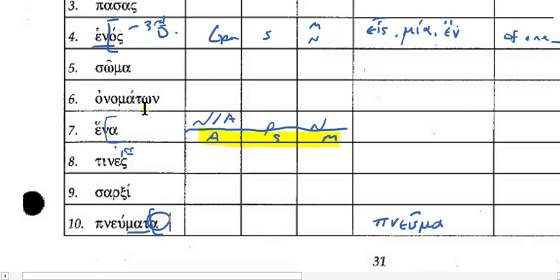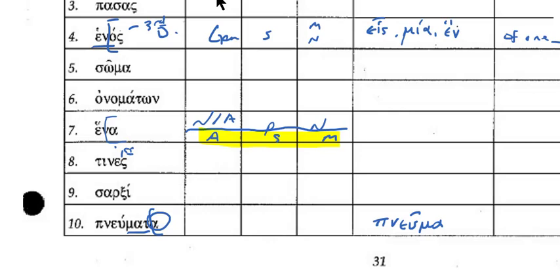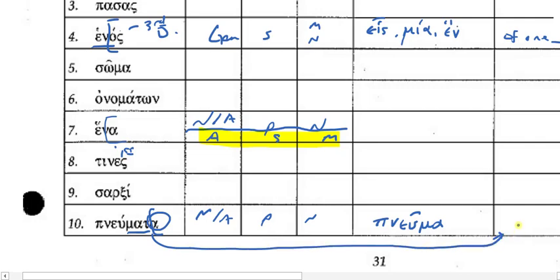So of my choices, only the neuter column is the one that applies here for my alphas, right? I can't even think about this column because pneuma is not masculine or feminine. So it's only one of these two, nominative plural or accusative plural neuter. So nominative, accusative, plural neuter. How would I translate it? Spirits. Now my inflected meaning has to indicate that there's that plural form there, right? So don't just put spirit. You gotta say spirits.